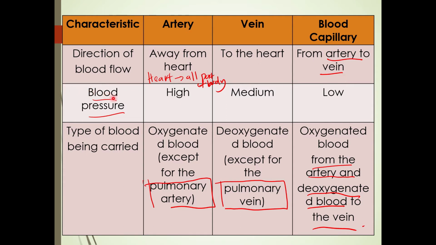Then how about the blood pressure? This one I already told you: the artery has a high blood pressure, the vein is medium, and the blood capillary is low. And for the type of blood being carried, the artery carries oxygenated blood except the pulmonary artery, and the vein carries deoxygenated blood except the pulmonary vein. And then the blood capillary carries oxygenated blood from the artery and deoxygenated blood to the vein.